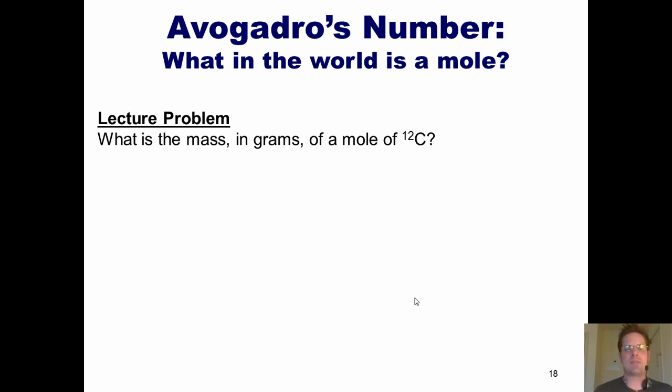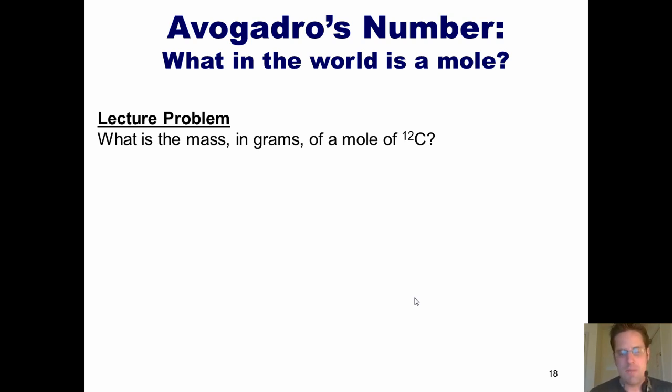What is the mass in grams of a mole of carbon-12? Now, I have to answer this question by first explaining. You remember me talking in the previous slide about how carbon's atomic weight is 12.011 grams? Well, keep in mind, as we talked about in our previous chapter, that that number that you see on the periodic table is a weighted average that takes into account all three isotopes of carbon: carbon-12, carbon-13, and carbon-14, and calculates a weighted average of all carbon atoms in the universe of weighing about 12.011.